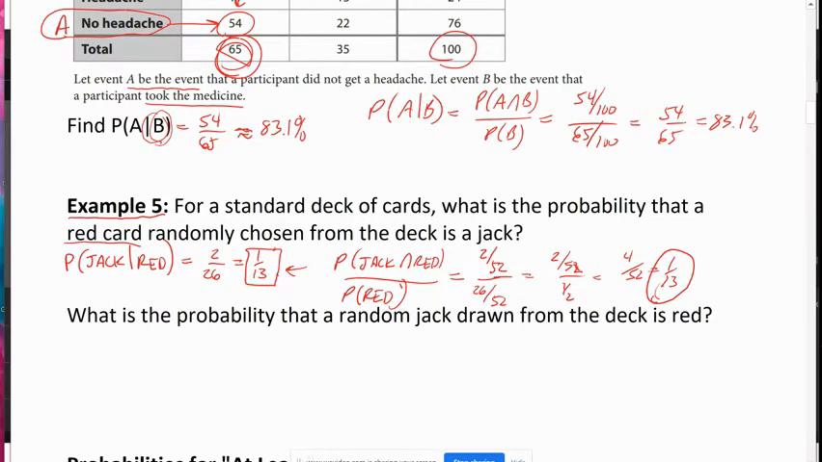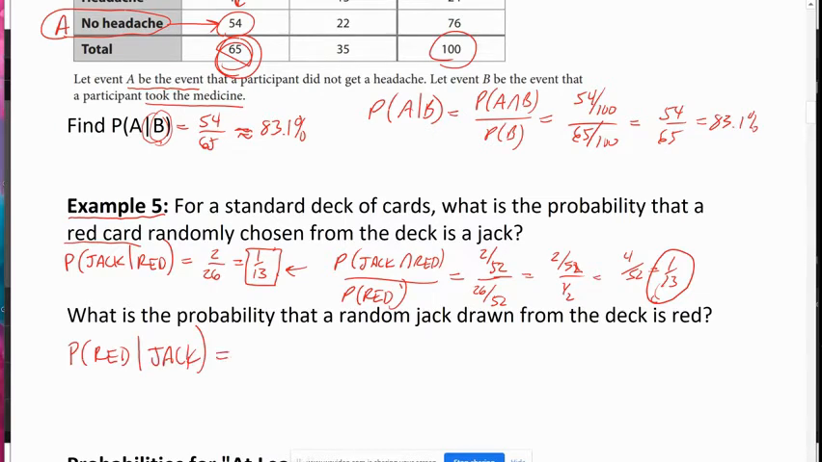Okay, and then I'll do the same thing with this last one, doing it both ways. What is the probability that a random jack drawn from the deck is red? So what is the probability that our card is red, given that we know it's a jack? So probability of red given jack. So it's the opposite of what we just did.